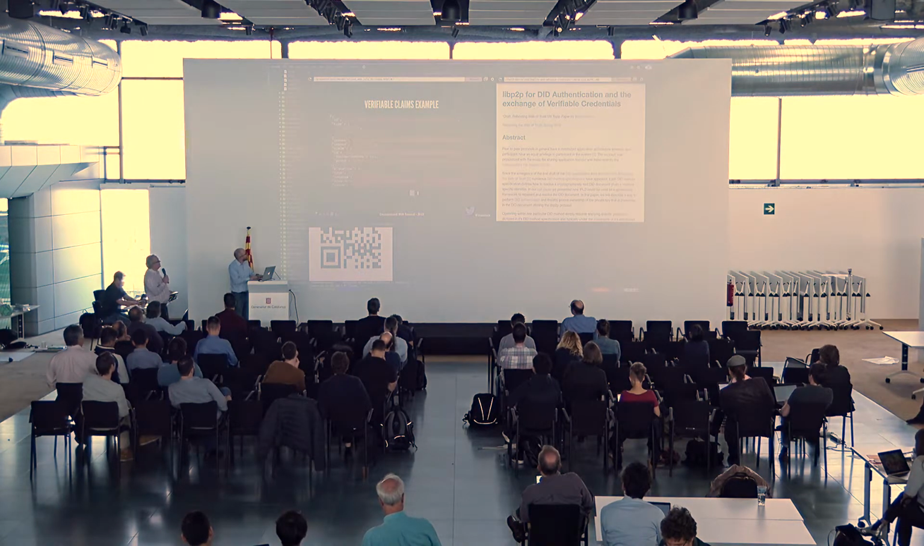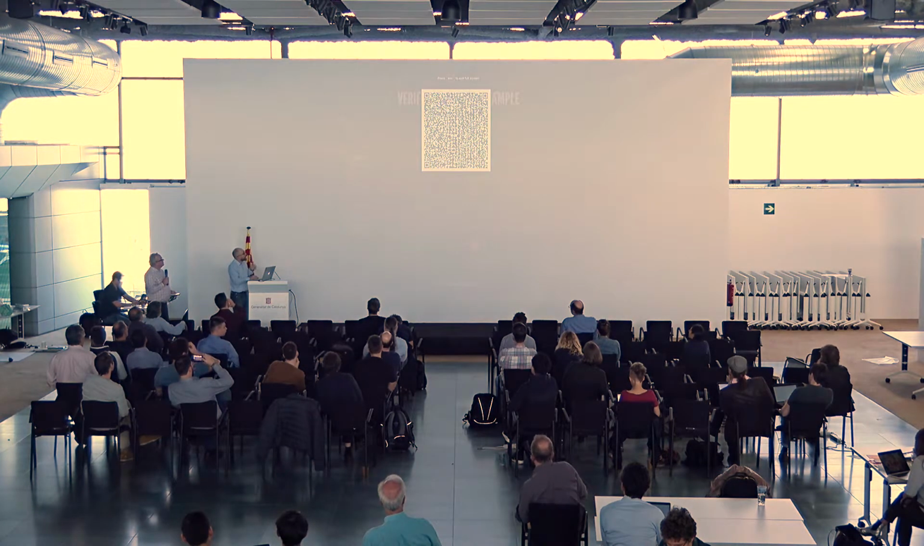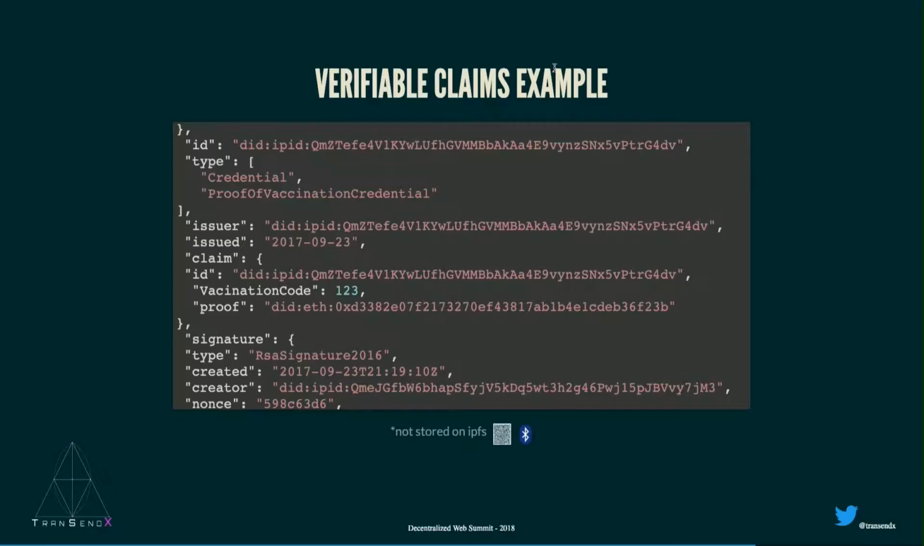That was very cool. And here is an example of a verifiable claim. You can tag it, but basically this is a verifiable claim for a vaccination, in this case the flu vaccination, using IPID.